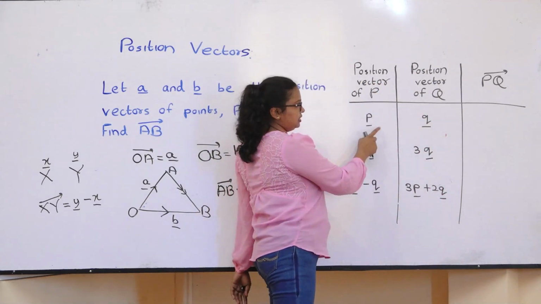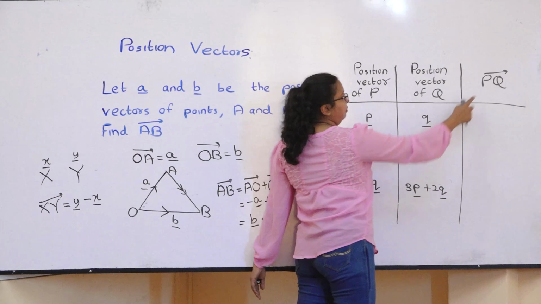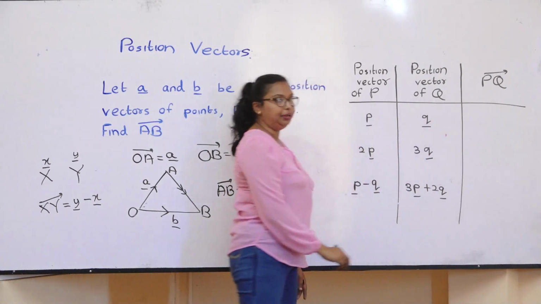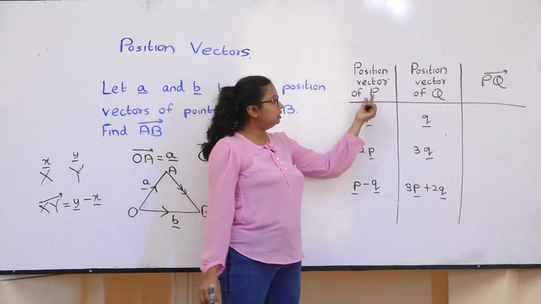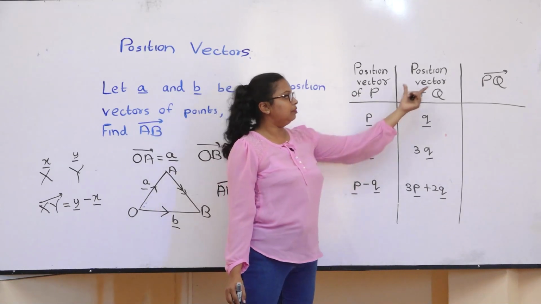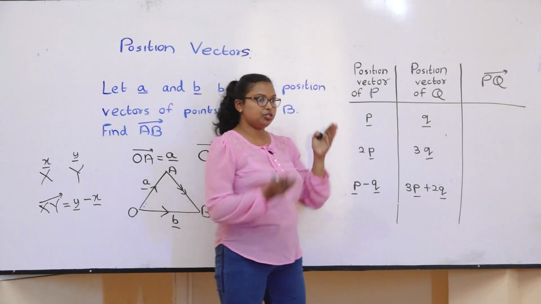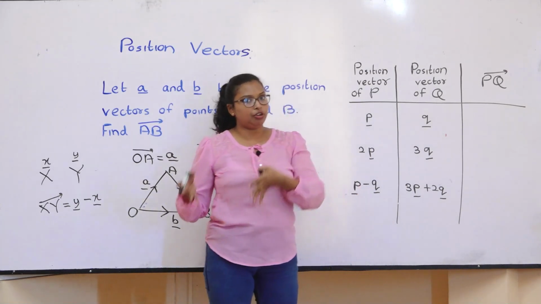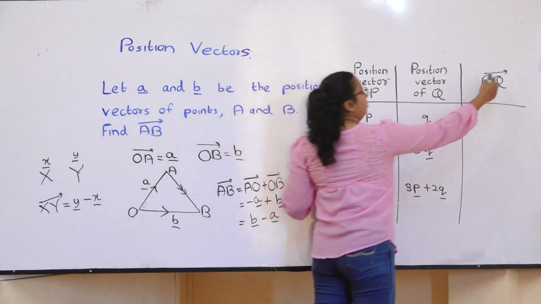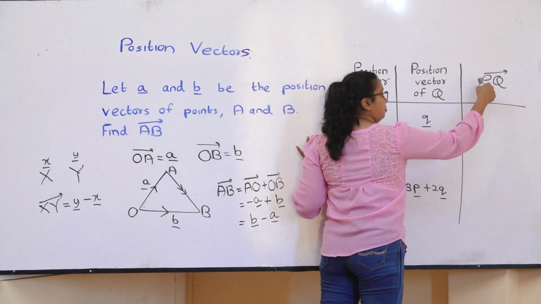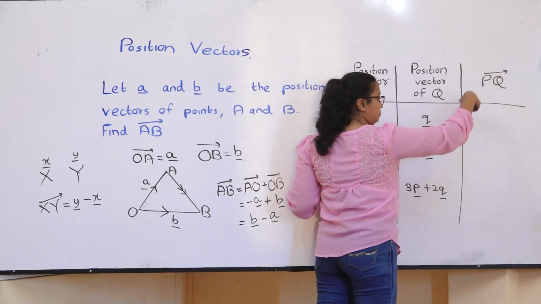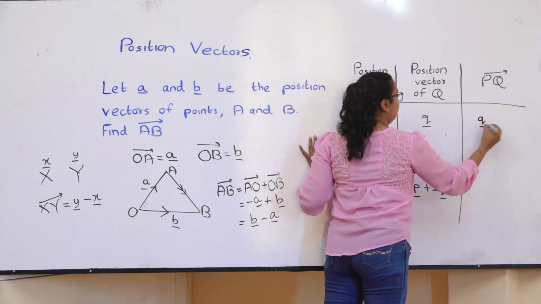Position vector of P is given here, position vector of Q, and we have to find PQ. So, position vector of P is p, position vector of Q is q. What should be PQ? Position vector of Q minus the position vector of P, right? You subtract the position vector of this one from this one. Q minus P. The answer is Q minus P.